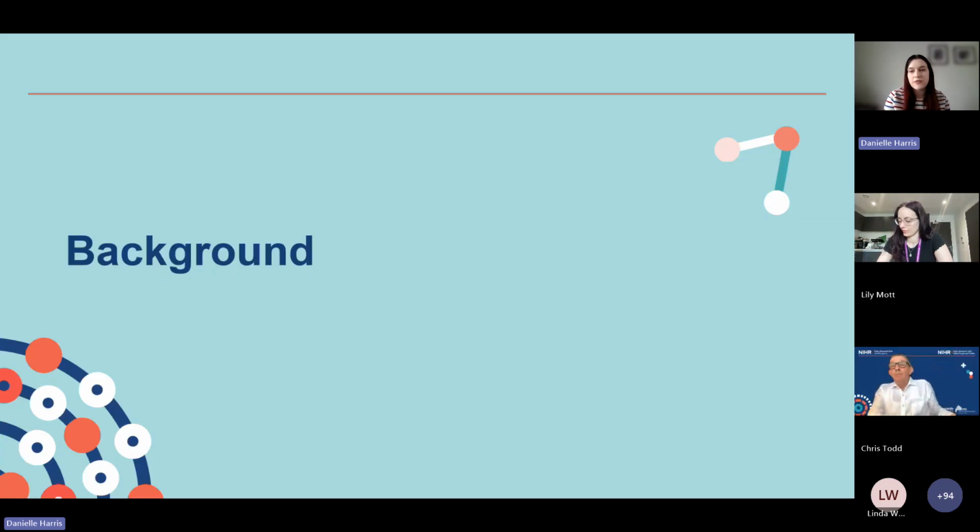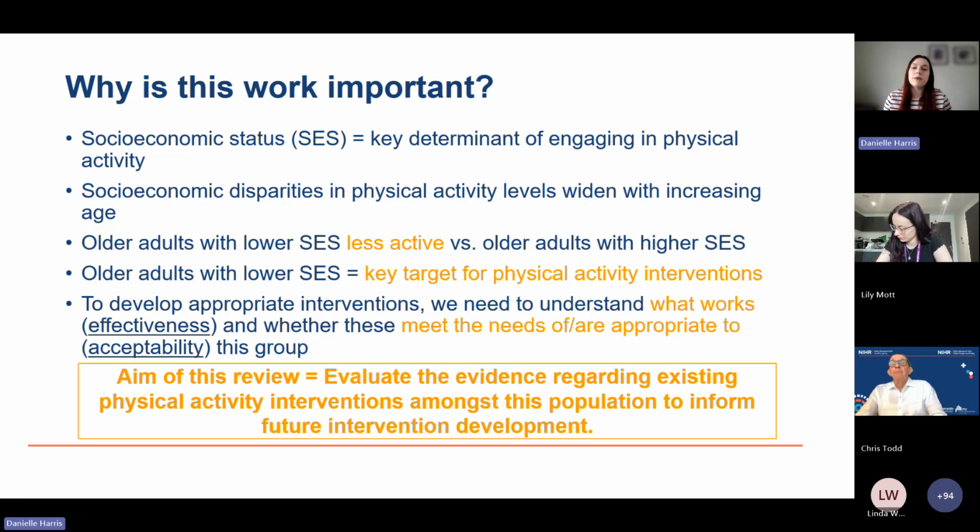So first, just to give a brief outline as to the rationale for this work. Well, why is this work important? We know that socioeconomic status encompasses different factors such as income, occupation, education, and the areas in which people live, and it's a key determinant of engaging in physical activity. Individuals with lower socioeconomic status tend to have lower levels of physical activity compared to those with higher levels of socioeconomic status. And what's more, socioeconomic inequalities in physical activity levels widen with increasing age.